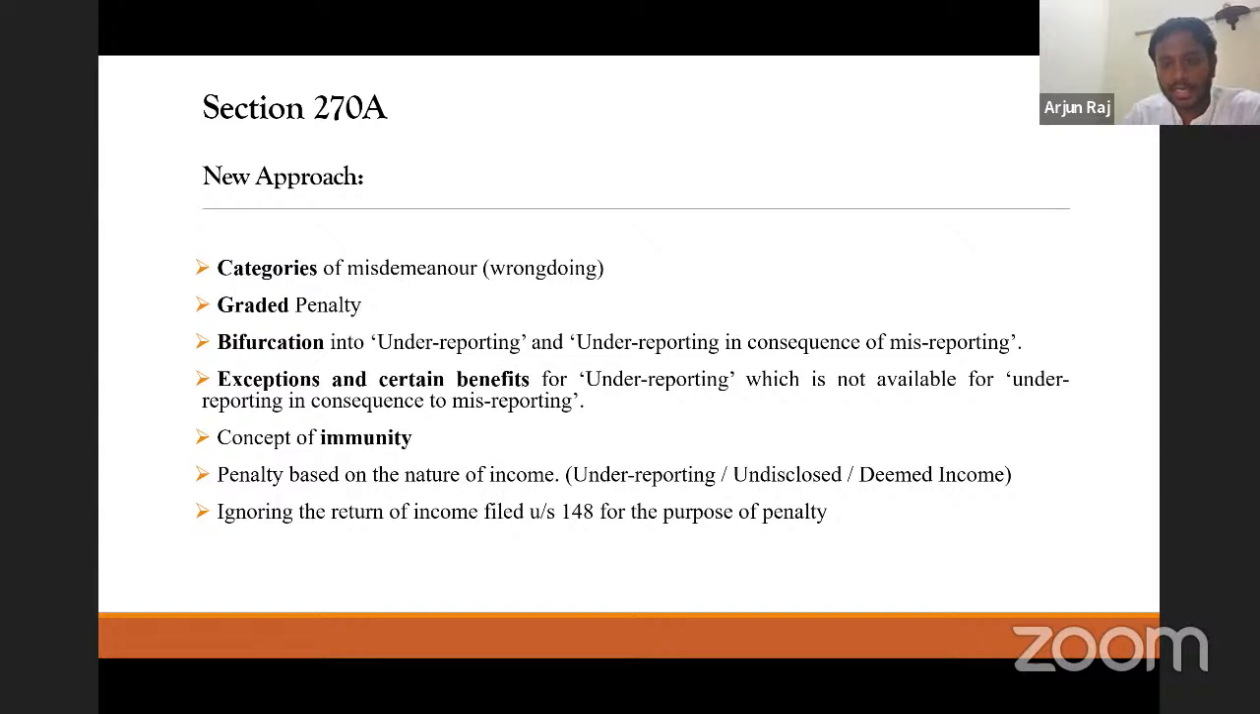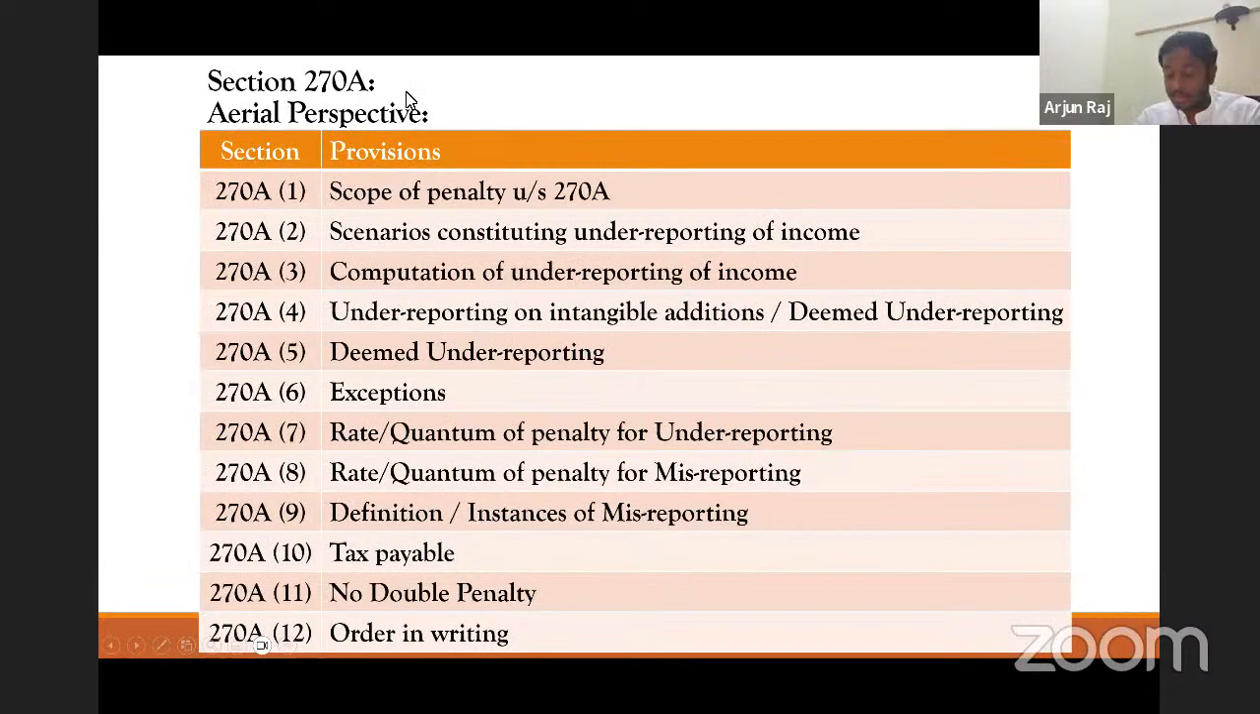Throughout this penalty 270A, I'll take everyone through this presentation. We'll notice that the return of income filed under section 148 is being ignored while computing or quantifying this penalty. Now, just an overview of the penalties being levied. The subsections covered in 270 capital A. There are basically 12 subsections of 270 capital A. I'll just give an aerial view, take everyone through this, and then go to each of the subsections. First is the scope of penalty being levied under section 270A.